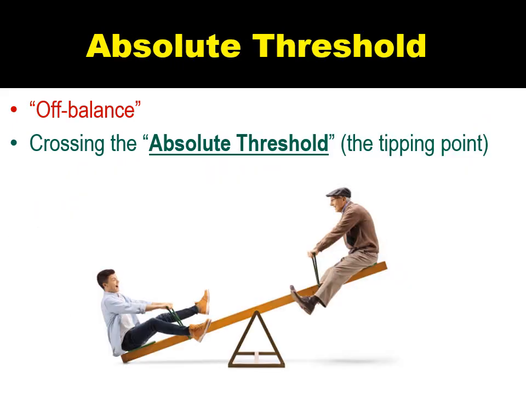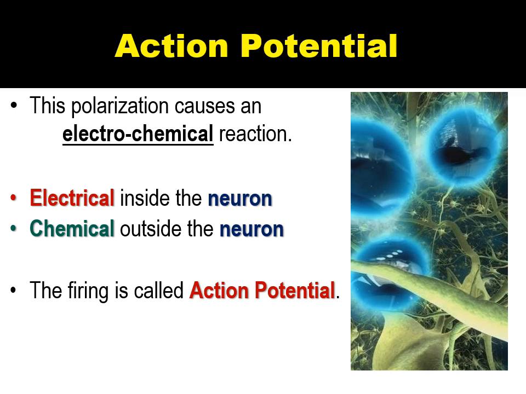So again, it's like being on a seesaw, and all of a sudden you get stuck either up top or you get stuck down below. You've crossed the absolute threshold, you've crossed the tipping point, right? And now you're off balance, and now the neuron is going to fire. This polarization causes an electrochemical reaction. It's electrical inside the neuron, it's chemical outside the neuron, and it literally fires electricity called action potential down the neuron.